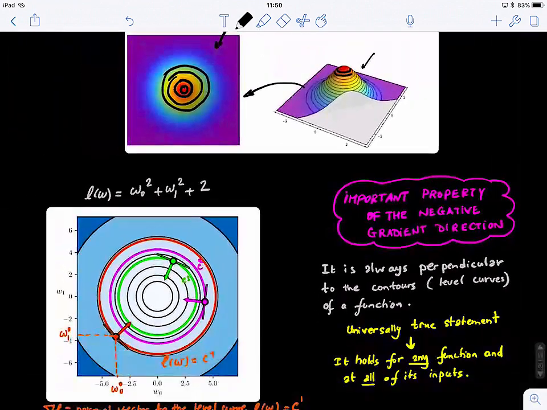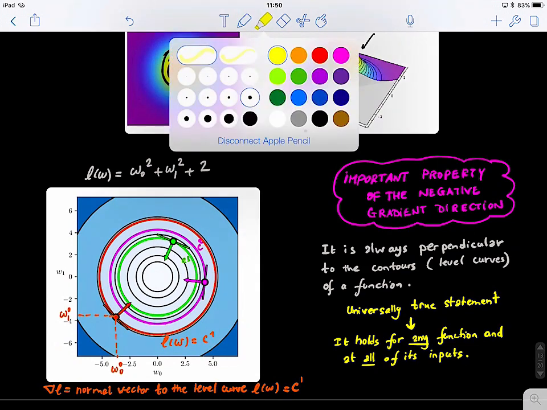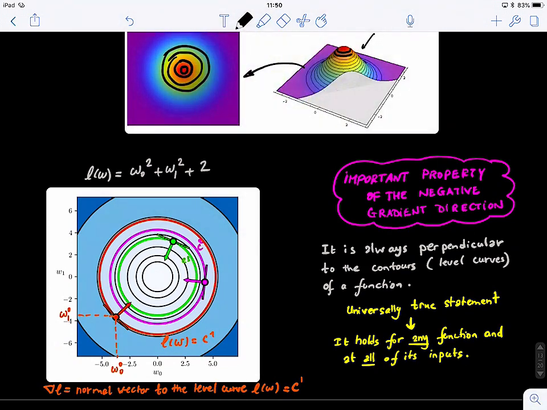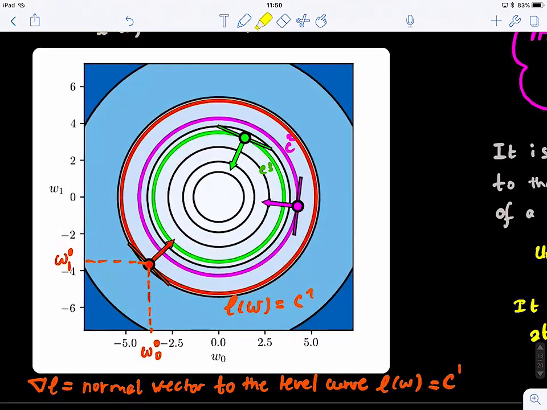Now let's look at this case. Here, what do we have? We have this loss function, and it's a convex function that depends on two variables. So our W has two dimensions, W0 and W1, and we're plotting it right here. This is the first variable, W0, W1. These are the contours of the function.